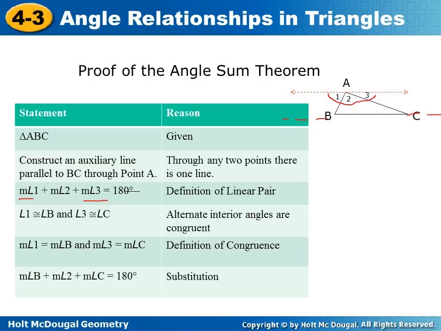Measure of angle 1 plus the measure of angle 2 plus the measure of angle 3 is equal to 180 degrees, because they make up that linear pair. 1, 2, and 3 equal 180 degrees. They're supplementary.